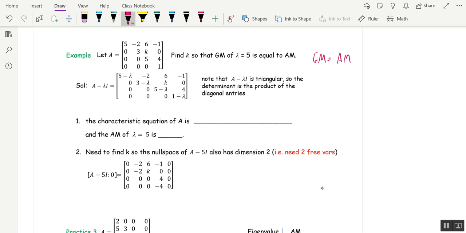So the first thing we're going to do is find the algebraic multiplicity of lambda equals 5. So we have to write down the characteristic equation. What we want here for the characteristic equation is the determinant of A minus lambda I equals 0. A is triangular, so A minus lambda I is triangular, so the determinant is the product of the entries on the main diagonal. So we've got 5 minus lambda squared, a 3 minus lambda, and a 1 minus lambda.